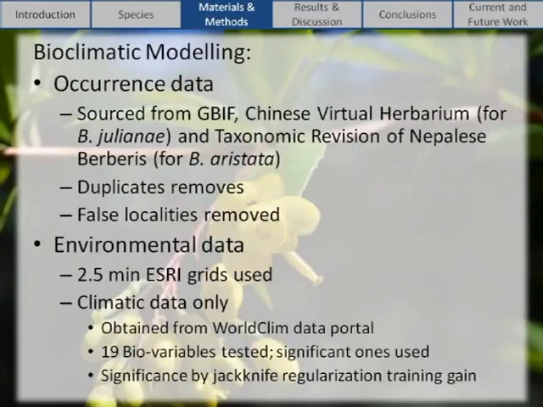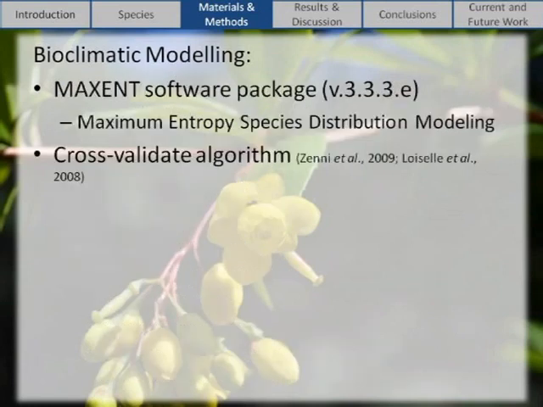Then I did bioclimatic modeling for both of them. Occurrence data I got from various sources. I removed false localities and duplicate records, and the environmental data consisted of 2.5-minute Esri grids, and I only used climatic data in the modeling, which I obtained from the WorldClim data portal, and I used 19 bioclimatic variables, and only the significant ones were used in the final models of the species. The modeling itself was conducted in Maxent, and I used a cross-validate algorithm, so I could make better use of a bit smaller data sets.